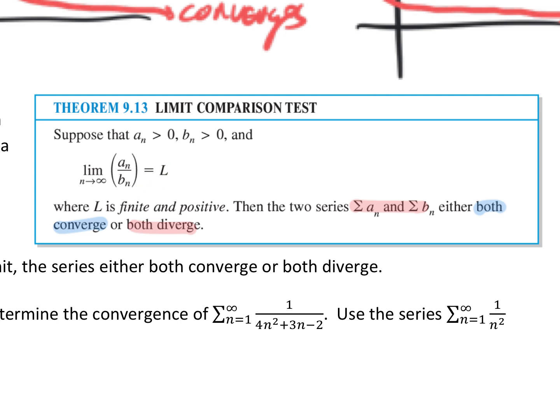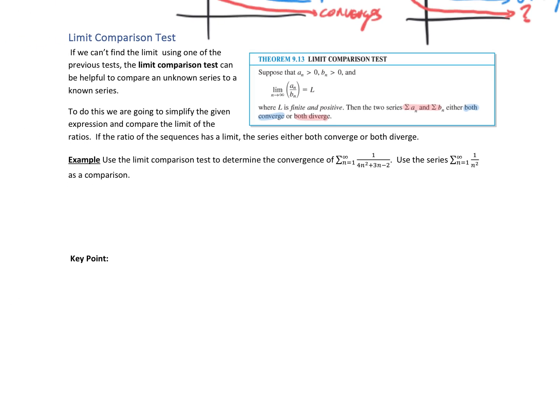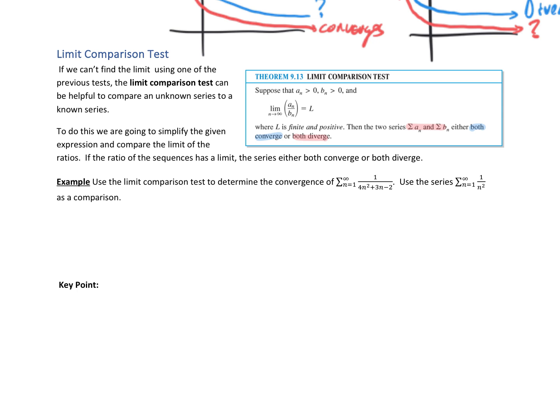So that's the key. If we can compare them and we have a finite limit, then they're both going the same way. They're either both blowing up, divergent, or they're both converging. We don't necessarily know that they're converging to the same value. It just means that we know they're converging. And this is a pretty useful and powerful test. It's especially useful when we have two expressions that are fractions like this.